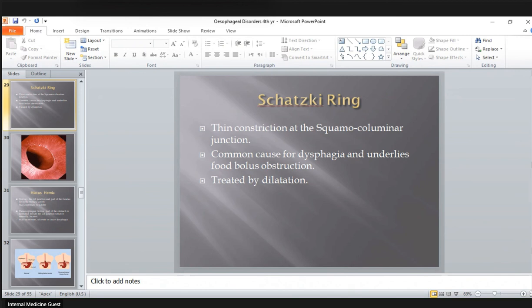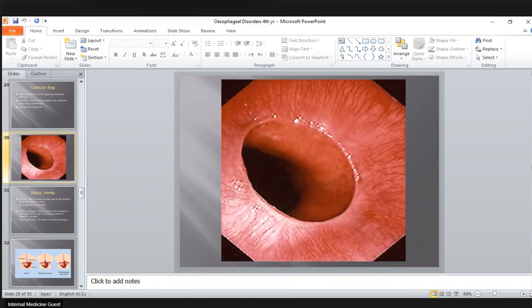Actually, after eating chicken or meat, it will get stuck at the level of the Schatzki ring. How do we treat? We treat it by dilatation. This is how the Schatzki ring looks. So we pass a dilator to destroy this ring and relieve patients' symptoms.